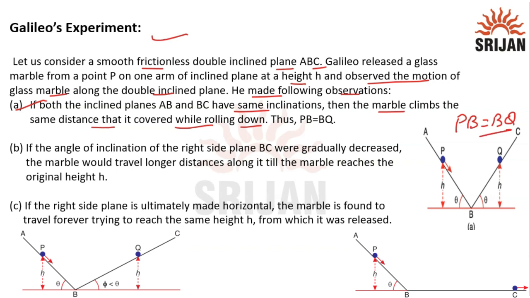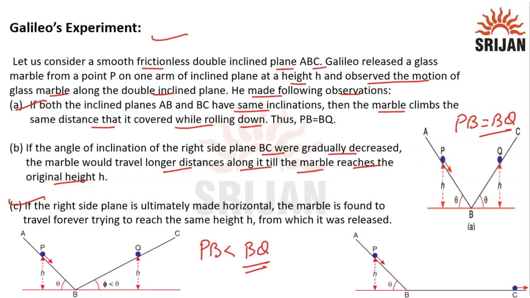In the second case, phi is the angle, and this is less than theta. So what happens here is that the inclination of BC is gradually decreased, and the marble will travel a longer distance along it until it reaches the original height h. Clear? This distance is longer. That means PB is less than BQ.